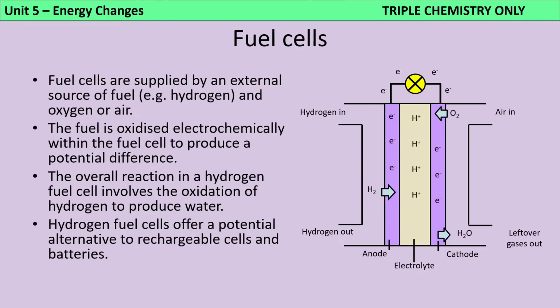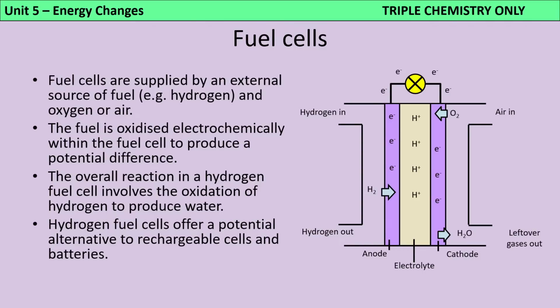So in a hydrogen fuel cell, the hydrogen is oxidized electrochemically. So what that means is that instead of setting fire to it so that the hydrogen reacts with oxygen, that would release a huge amount of energy, but it would also be really inefficient because it gets really, really hot and most of the energy is just wasted as heat. And it would also be quite dangerous. So instead, we've got this electrochemical process going on.